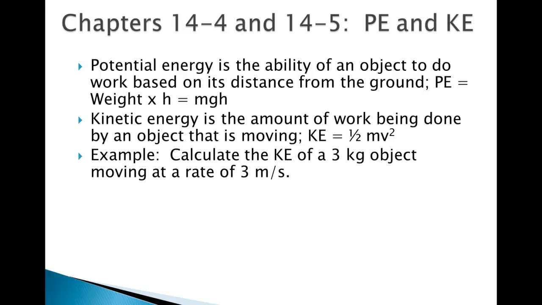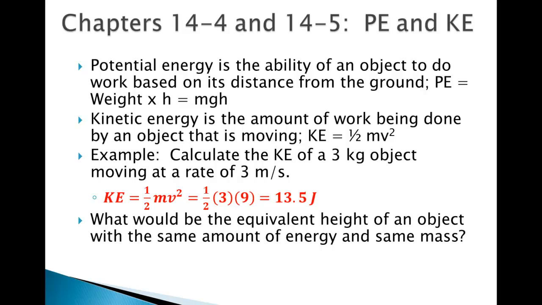So let's look at an example. Let's calculate the kinetic energy of a 3 kilogram object moving at a rate of 3 meters per second. So knowing our kinetic energy equation of 1/2 mv squared, just substituting, we get the mass of 3 kilograms, and of course we square the velocity of 3 meters per second to give us 9, and the kinetic energy therefore is 13.5 joules.